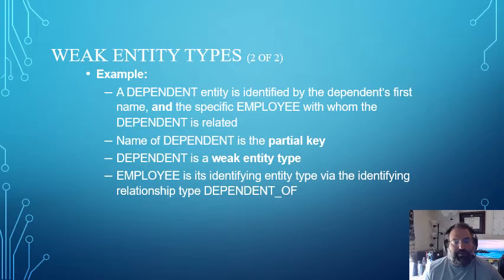Here's an example. A dependent entity is identified by the dependent's first name and the specified employee with whom the dependent is related. Might be first and middle name would be a better choice because you might have a situation with one or two dependents having the same name. It's possible. Name of dependent is the partial key. Dependent is a weak entity type. Employee is its identifying entity type via the identifying relationship type dependent of.